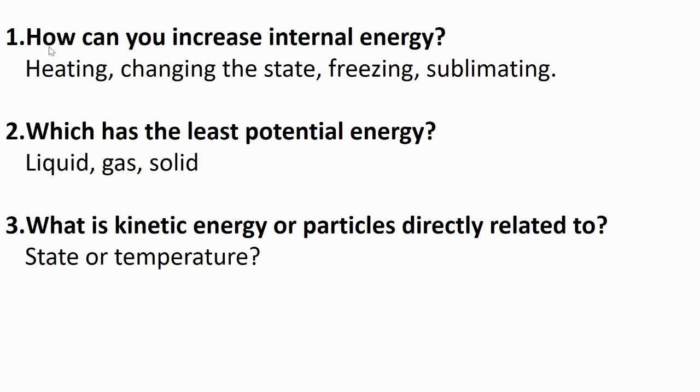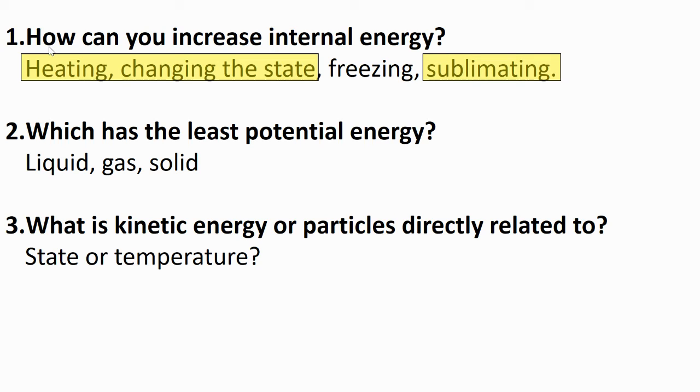Okay, next set of questions, pause the video and try these questions now. So we can increase the internal energy by heating or changing state or by sublimating. In each of these cases, we are adding energy. If we are heating, that means adding energy, supplying energy to the system, which could cause the temperature to rise, or it could cause the state to change. If we're changing the state, we're obviously breaking bonds, which is increasing the internal energy, the potential energy.